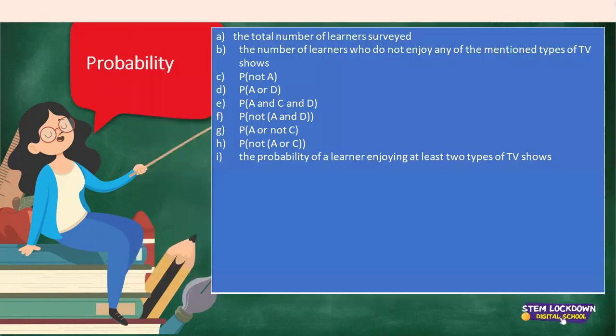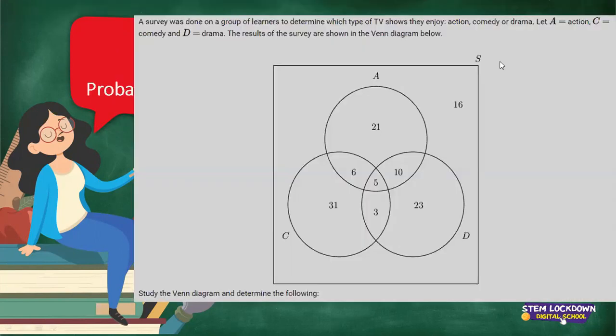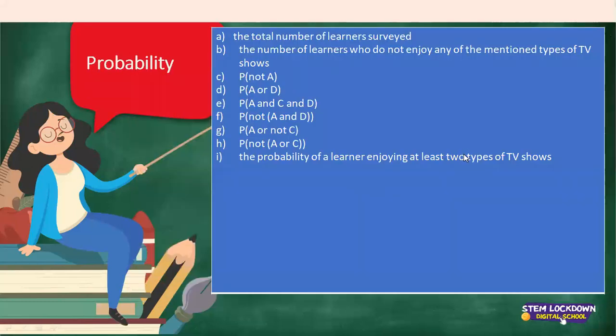Now the next question: the number of learners who do not enjoy any of the mentioned types of TV show. Looking at the diagram, we see 16 learners. They don't prefer any of the TV shows. They are neither action, nor comedy, nor drama. That's why they are sitting outside here in the sample space. They are part of the sample space but in none of the 3 events. So 16 learners don't prefer any of the shows.